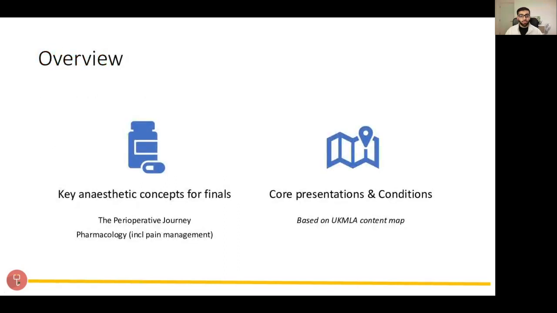So we've touched upon now more all of the key anaesthetic concepts. Now it's just time to tie this all together with a couple of core presentations and conditions based on the UK MLA content map.